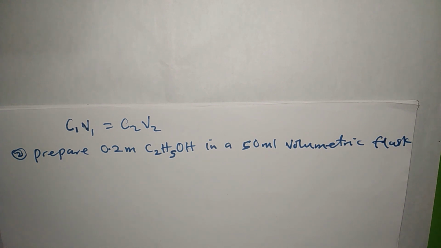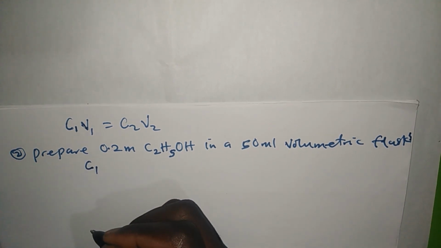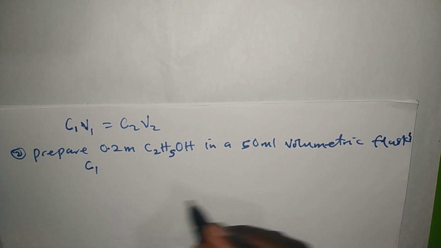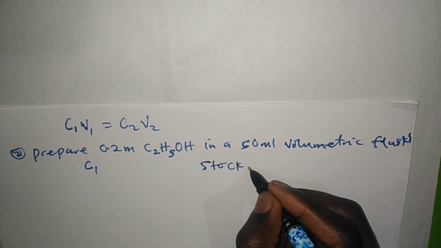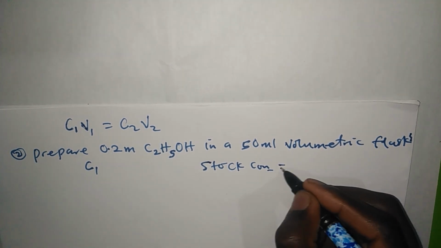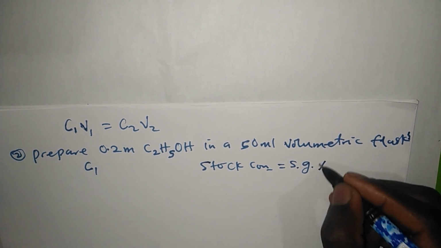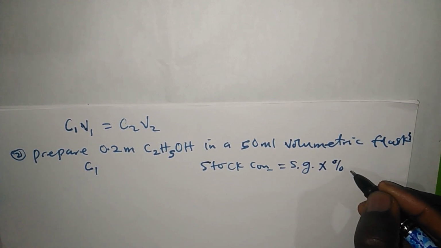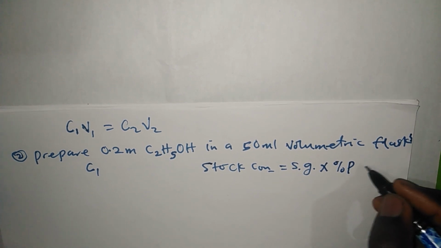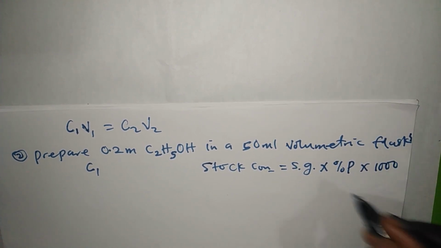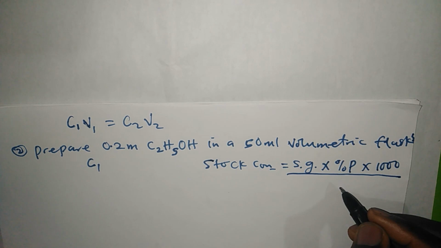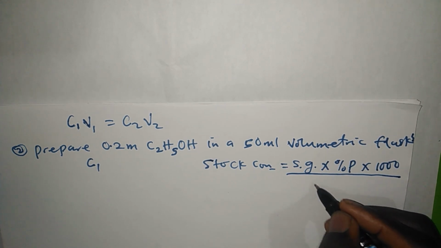First and foremost, going by our formula, we know that C1 is our initial concentration, and for the initial concentration, we use the stock concentration. Now the stock concentration equals specific gravity multiplied by percentage purity, multiplied by 1000, divided by relative molar mass, right?